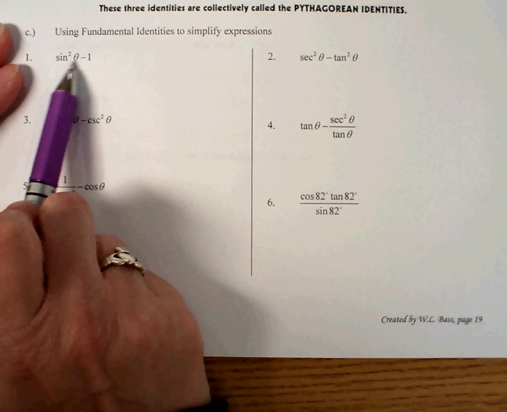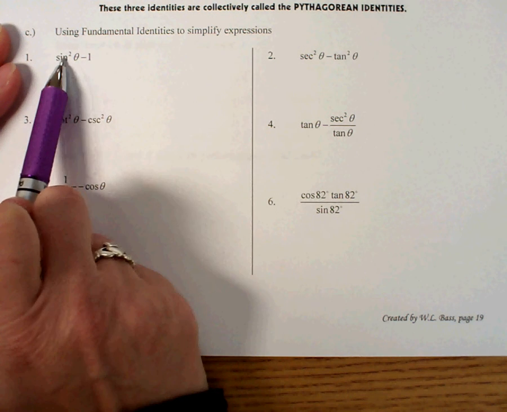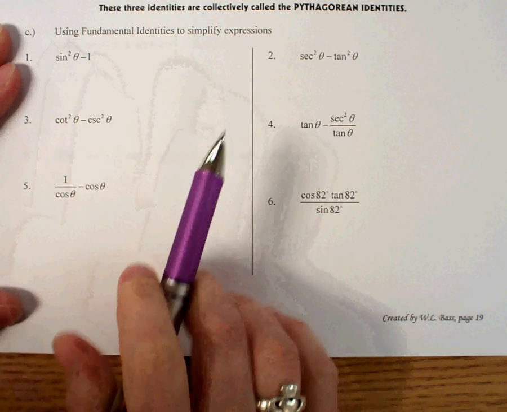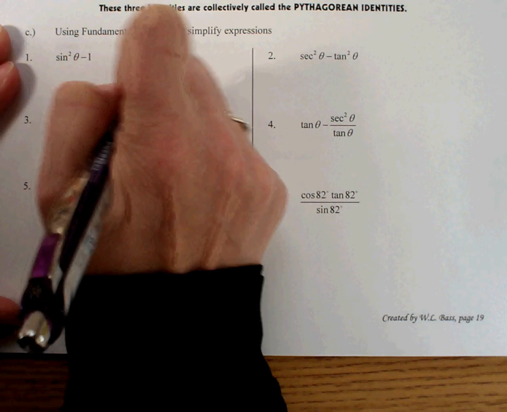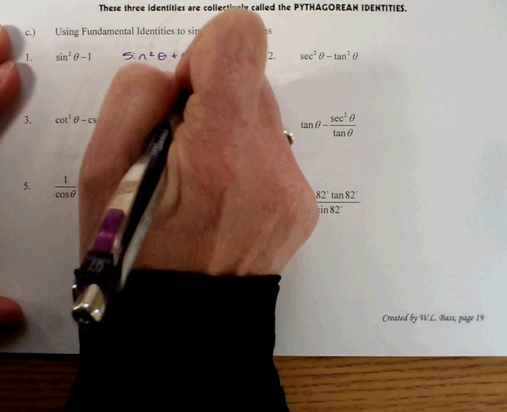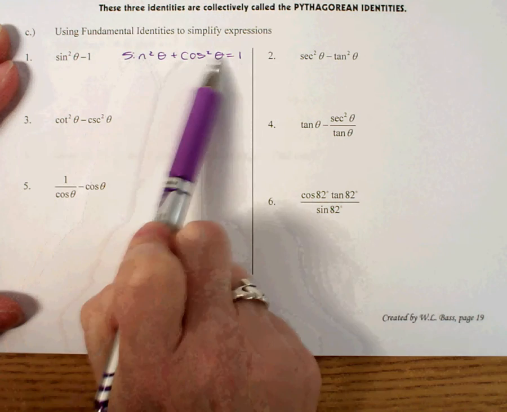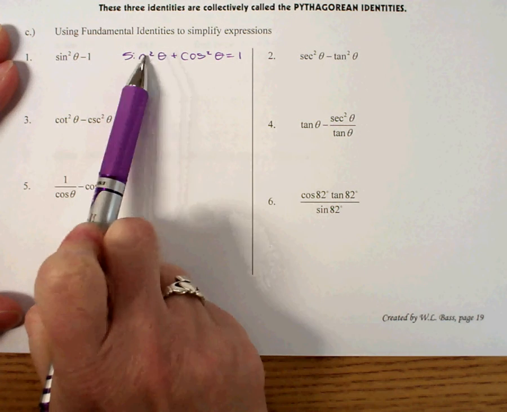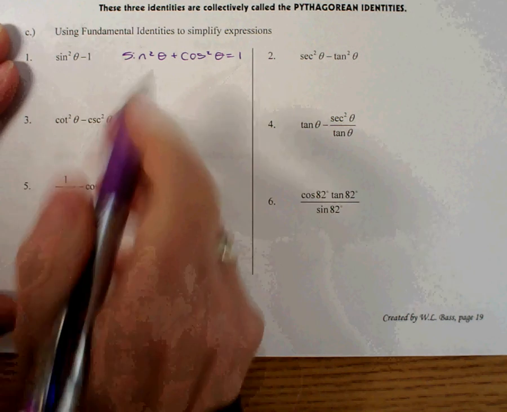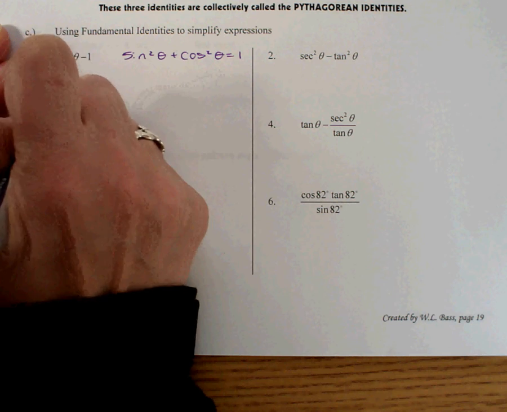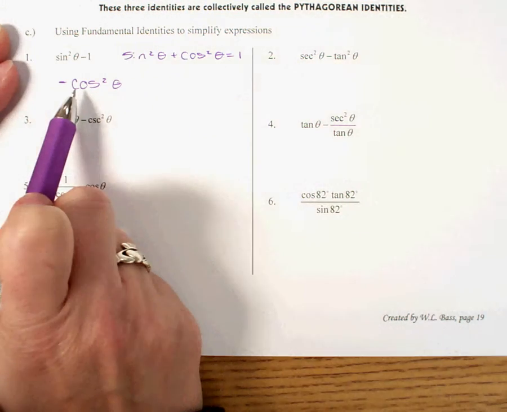So sine squared theta plus 1. When I look at this problem, the first thing that I see is that I have a sine squared. So that makes me think about my Pythagorean identity from up above. What I know is that sine squared theta plus cosine squared theta equals 1. If I rearrange this equation so that my 1 is on this side and I have sine squared minus 1, I can move my cosine squared to the other side and understand that this would be equivalent then to a negative cosine squared theta.